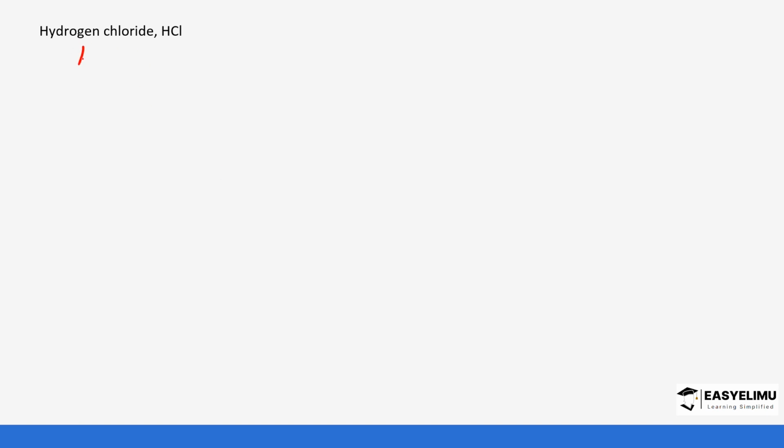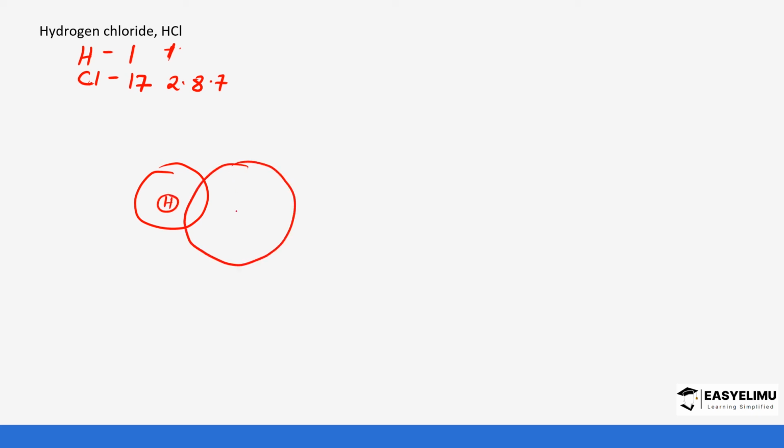So hydrogen chloride, we have hydrogen and chlorine. Hydrogen is atomic number 1, chlorine is atomic number 17. So the configuration of hydrogen is 1, of chlorine is 2.8.7. Second, we draw two circles, and because they are of different sizes, we put hydrogen at the center, and the other one needs to be a bit bigger because it represents chlorine. So we start one atom at a time.